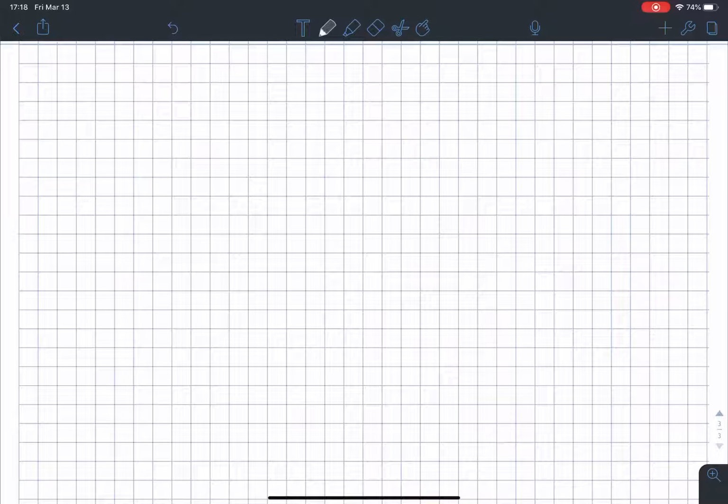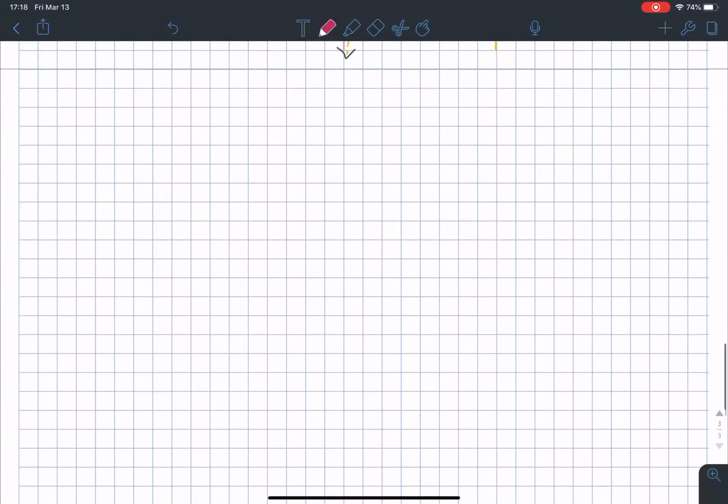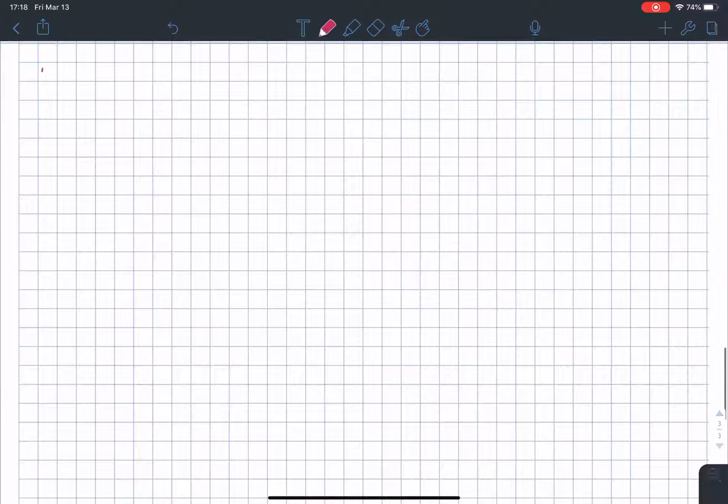Okay, so let's continue with 4.2, and now let's consider the graph of secant. So let's recall that secant of theta is the reciprocal, s's and c's go together. So it's the reciprocal to cosine of theta.